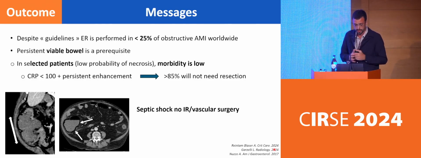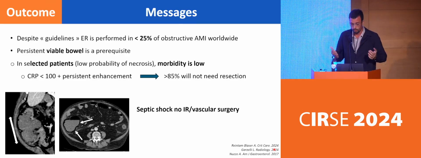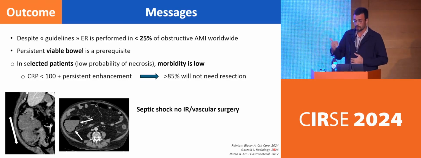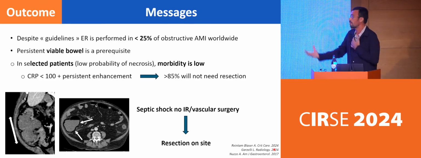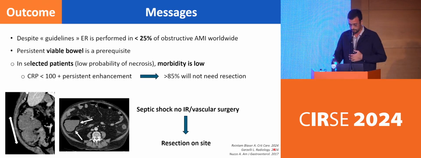And I will finish with this case where you can see evidence of a right colonic transmural ischemia. The patient is in septic shock with no access to vascular surgery. So the emergency treatment in this case is resection. The patient has to be resected on site. Do not lose precious time transferring the patient to a primary care center.